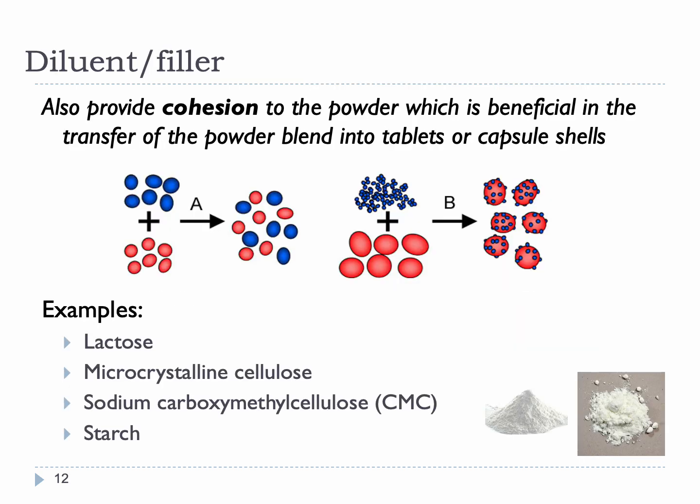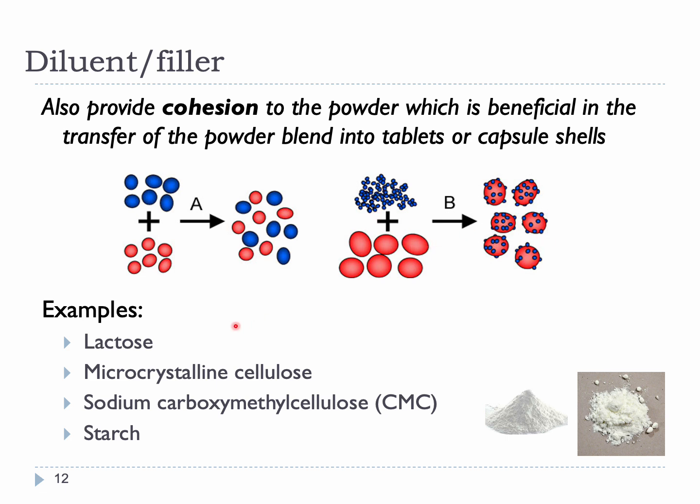Now we go to more detail of the excipients used in tablets. The first and most important one is a diluent or filler. This helps to provide enough volume and also provides cohesion to the powder, which is beneficial in the transfer of the powder blend into tablets or capsule shells. You can see here if you mix the diluent or filler with the API, because there is cohesion between them, the drug and the excipient or diluent can be combined easily, and that is helpful to be compressed into tablets.